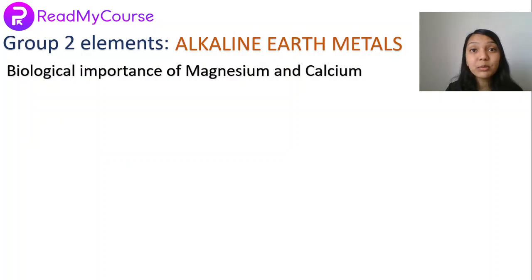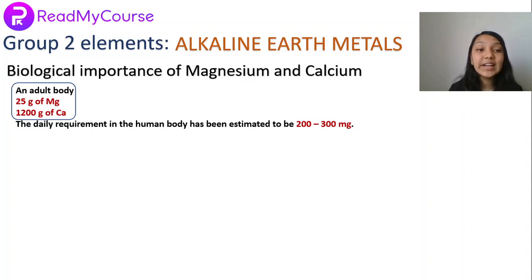Next, we'll discuss the biological importance of magnesium and calcium. We know that our body requires magnesium and calcium as well, right? So we'll discuss their biological importance. A normal adult body contains 25 grams of magnesium and 1200 grams of calcium. That is very huge, right? So we know that they're very much important for us. And the daily requirement in a human being has been estimated to be 200 to 300 milligrams.